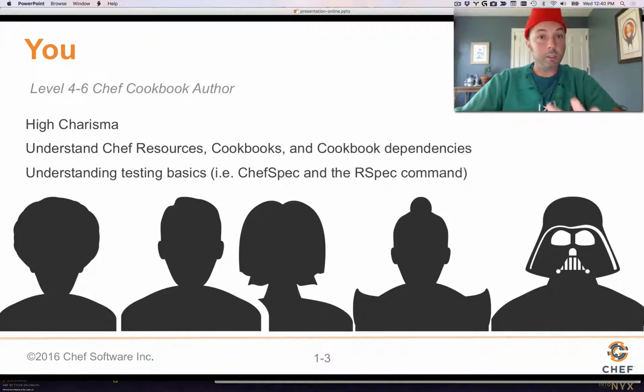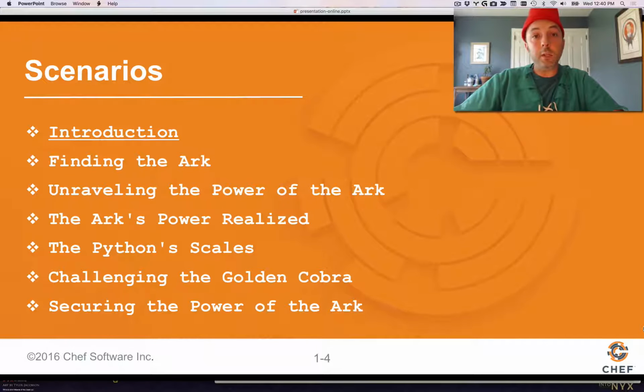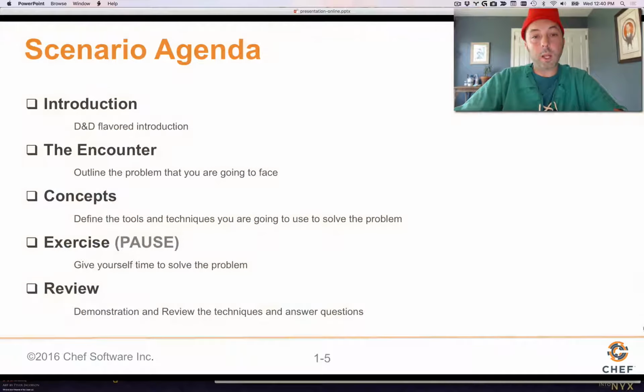All right, so that's what I think about you, who you are in the content. There are several scenarios that this content is broken down into. We're currently in the introduction, but there are 6 scenarios that we are going to be going through for the entire workshop. I'll go into a little bit of each one of these, but before I do, I want to give you an idea of what each one of these scenarios looks like.